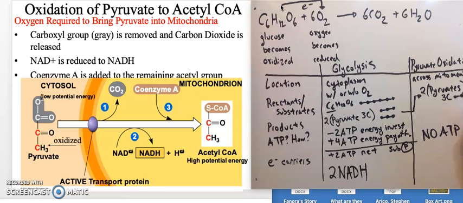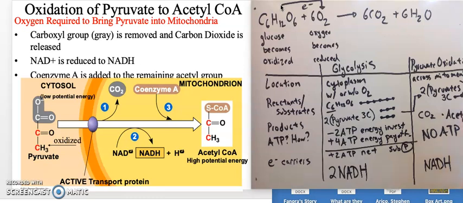The first thing that happens during pyruvate oxidation is 1 carbon dioxide is lost per pyruvate molecule. Another thing that happens is that electrons are stripped out. So NAD+ becomes reduced to form NADH. And then finally, the remaining 2-carbon molecule, acetate, is added to coenzyme A to re-energize it. And so that new molecule that's formed is called acetyl-CoA.